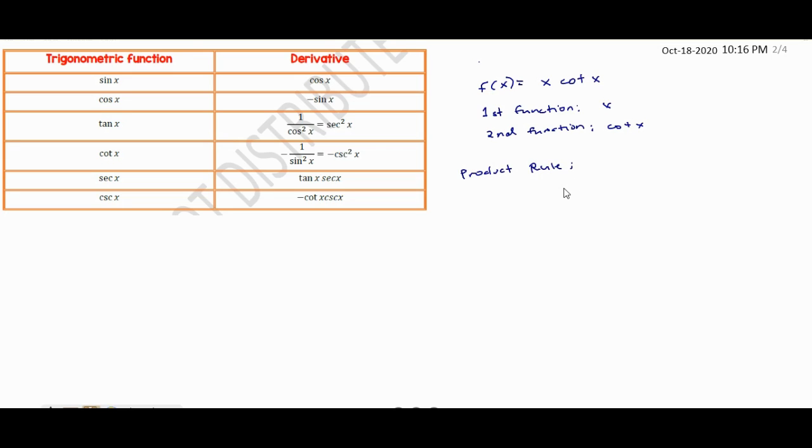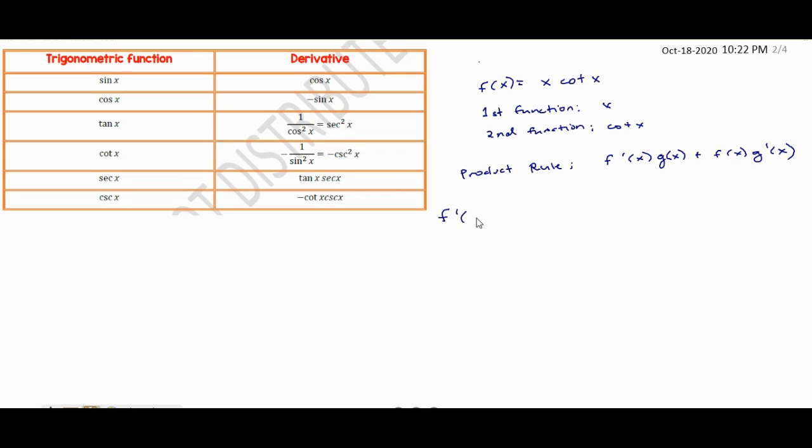For the product rule, again, it is given by the first derivative of the function is the product of f prime of x times g of x plus f of x times g prime of x. Okay, now let's evaluate the derivative of this given function here, x cotangent x, using the product rule.